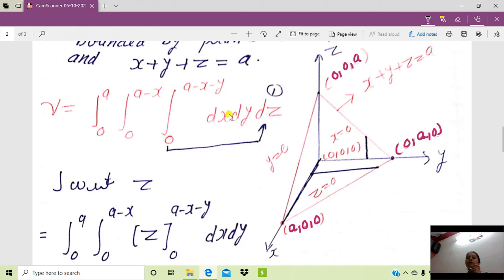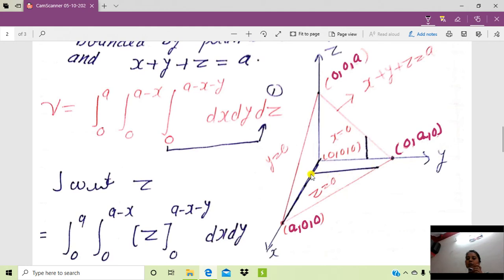Now the limits of y will be evaluated in 2D. So we have to put z is equal to 0, here on the floor. So the equation of this line, x plus y plus z is equal to a, since z is 0 here, can be treated as x plus y is equal to a. And to find the limits of y, we make a strip parallel to y.